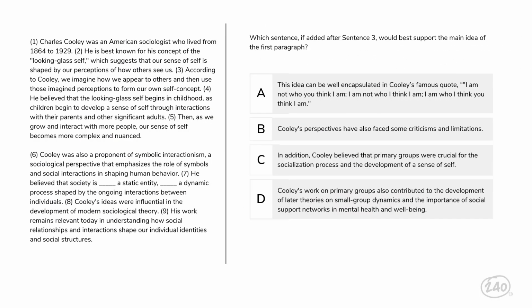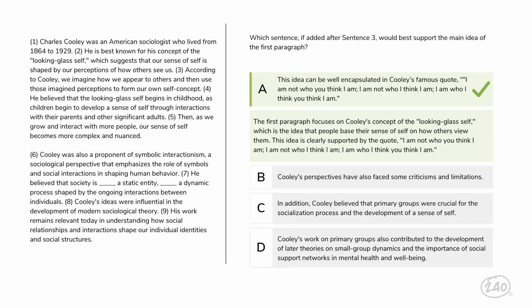All right, one more for this passage. Which sentence, if added after sentence 3, would best support the main idea of the first paragraph? A. This idea can be well encapsulated in Cooley's famous quote, "I am not who you think I am; I am not who I think I am; I am who I think you think I am." B. Cooley's perspectives have also faced some criticisms and limitations. C. In addition, Cooley believed that primary groups were crucial for the socialization process and the development of a sense of self. D. Cooley's work on primary groups also contributed to the development of later theories on small group dynamics and the importance of social support networks in mental health and well-being. The first choice is the best choice in this case.